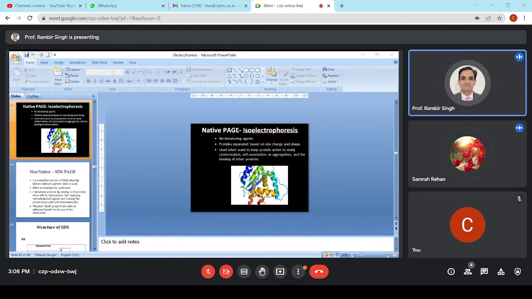The other end is having 7 pH. This strip is called an IPG strip. This technique is called isoelectrofocusing.